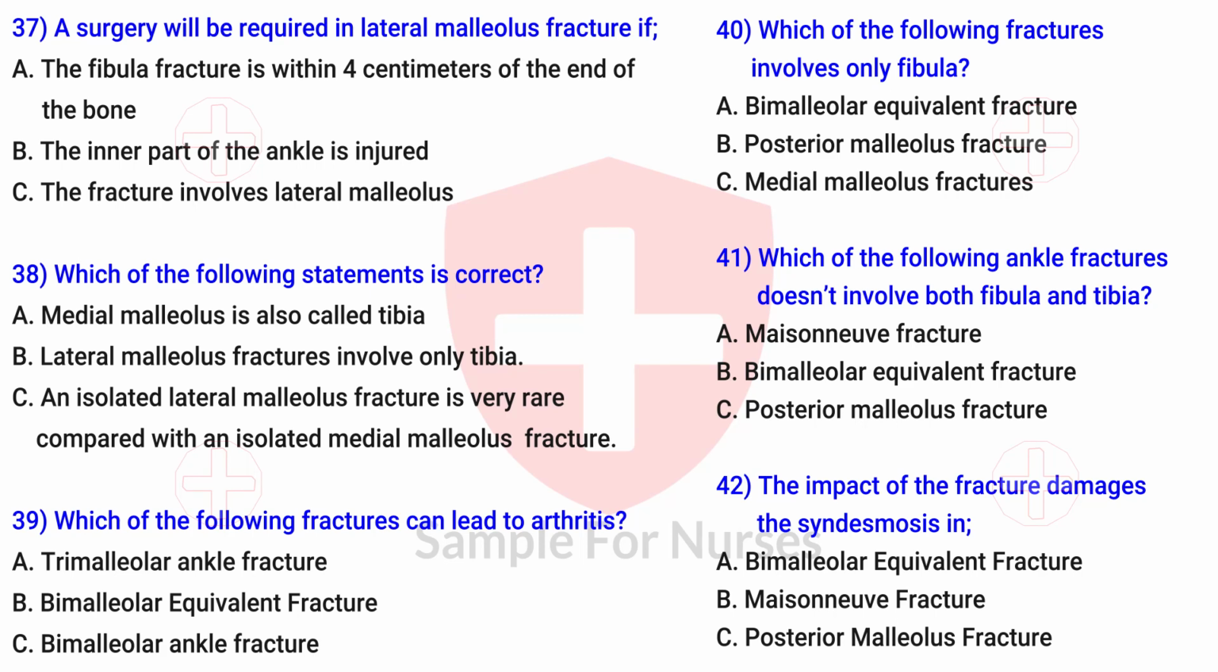Although a bimalleolar equivalent fracture involves only the fibula, there is also a tear of the ligaments on the inner side of the ankle, resulting in instability of the ankle joint. Therefore, a surgery is essential. Trimalleolar fracture involves both the fibula and tibia like a bimalleolar ankle fracture. However, the bone in the back of the tibia called the posterior malleolus is also fractured. At times, if a large fragment of bone is fractured, a surgery is inevitable.